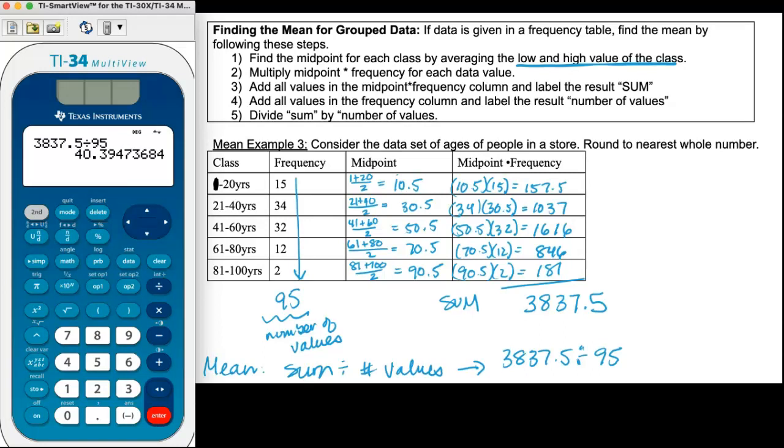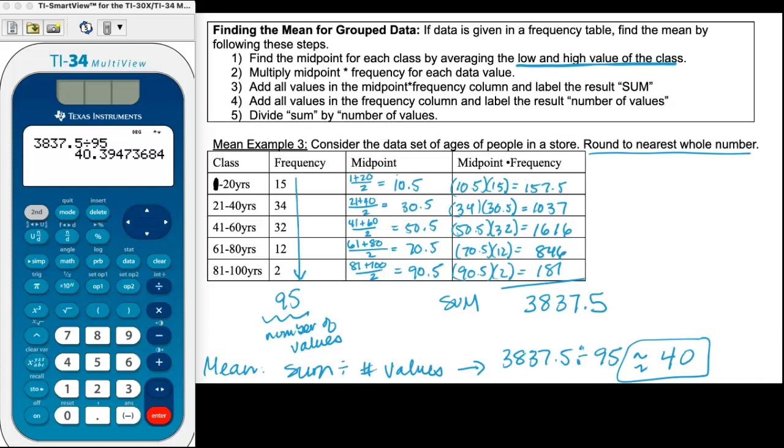Now we have a long decimal here, and so this is where you just pay attention to the rounding directions. In this case, we're supposed to round to the nearest whole number. So I'm just going to say that would be approximately 40. And you can always look at the table and ask yourself, does this make sense? That can sometimes prevent mistakes. So look at the ages here, and does 40 years of age seem like a good average? And I would say, yeah, it's about in the middle.